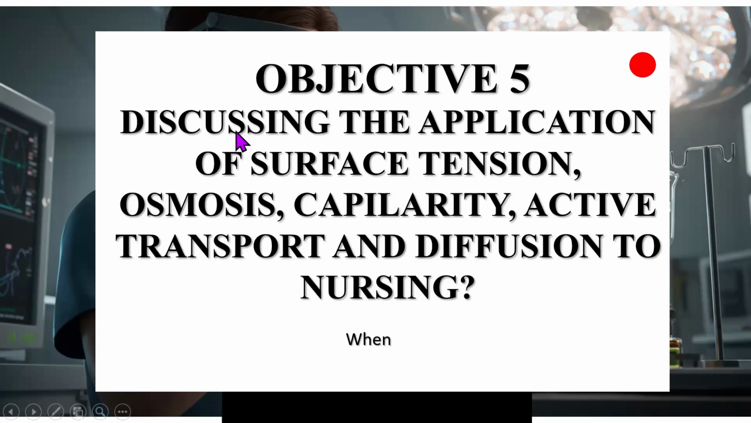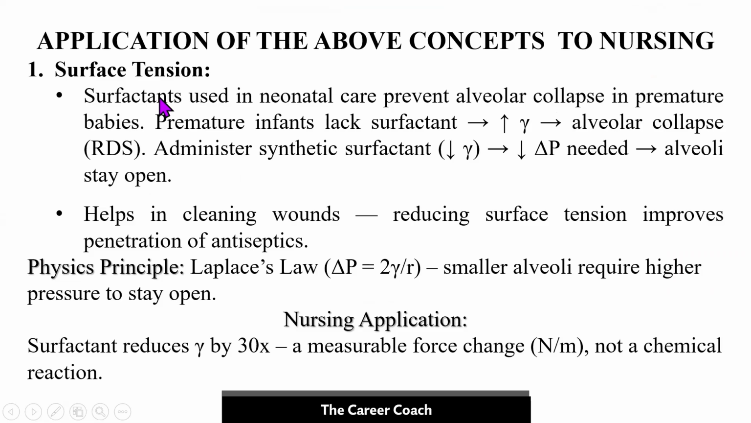So, objective number 5. We'll be discussing the application of surface tension, osmosis, capillarity, active transport, and diffusion to nursing. Surface tension, for instance: surfactant used in neonatal care prevents the alveoli from collapsing in premature babies. Premature infants lack surfactant, which leads to an increase in surface tension. When there is an increase in surface tension, it will lead to the collapse of the alveoli and respiratory distress. So what we need to do is to administer synthetic surfactant, which will reduce surface tension and lead to a decrease in the pressure needed. When this happens, alveoli will stay open.